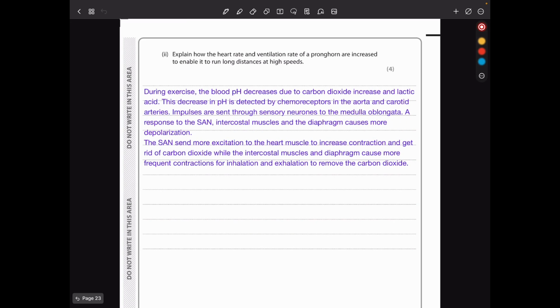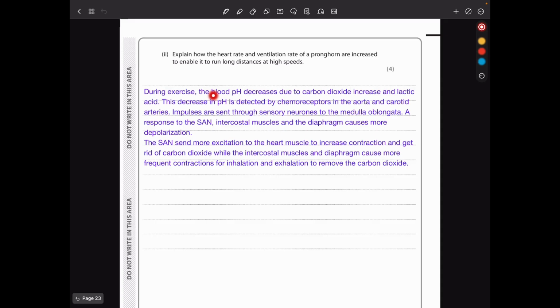Then explain how the heart rate and ventilation rate of a pronghorn are increased to enable it to run long distances at high speeds. This could be through the medulla involvement, meaning the nervous system is going to stimulate the heart, more so the sinoatrial node, to cause more depolarization of the heart muscle, as well as more depolarization of the lung muscles like the diaphragm, as well as the intercostal muscles.